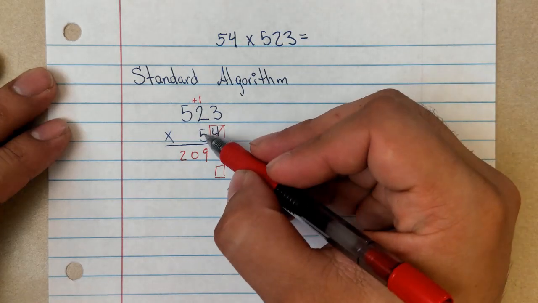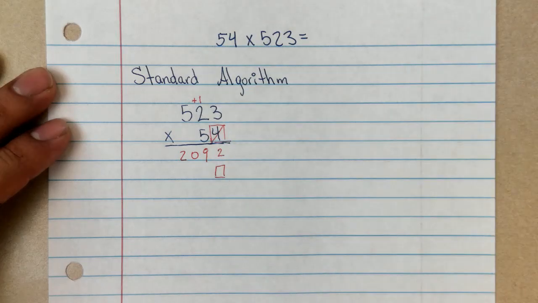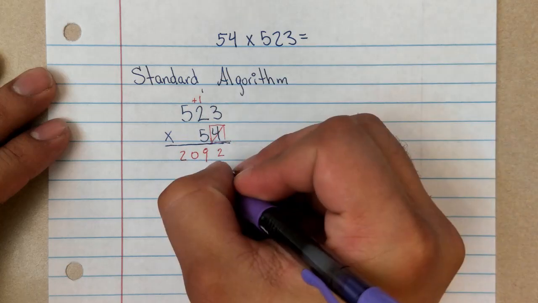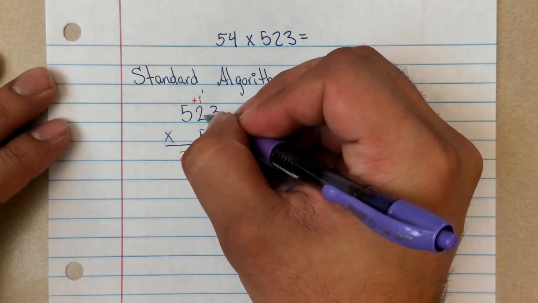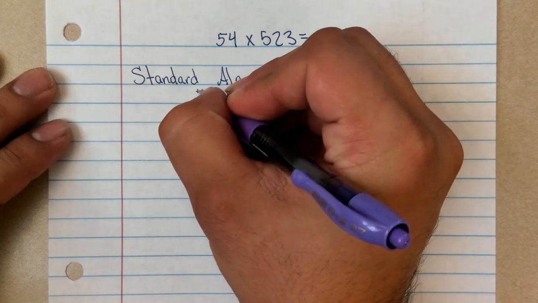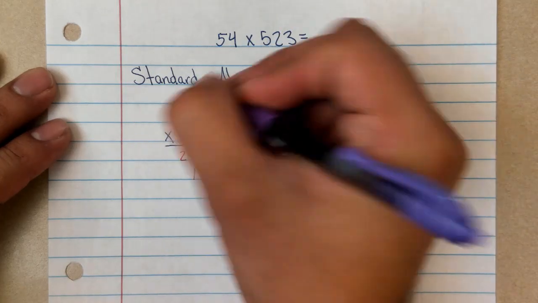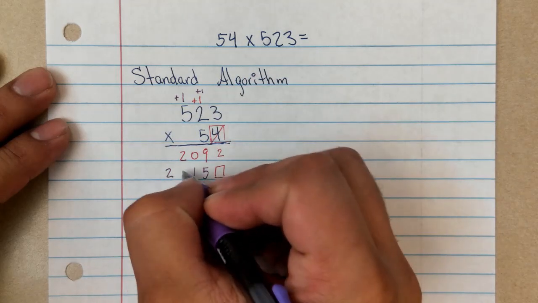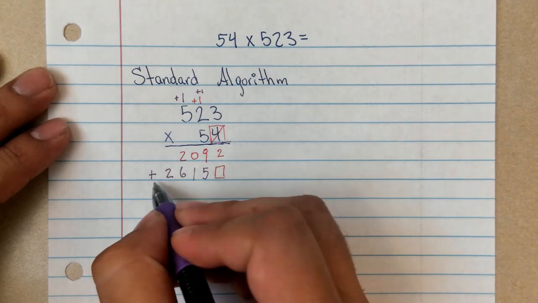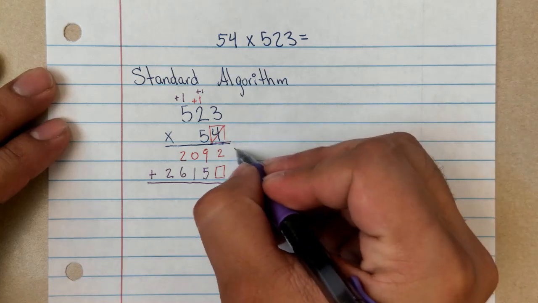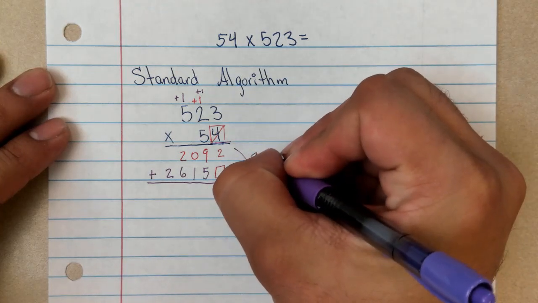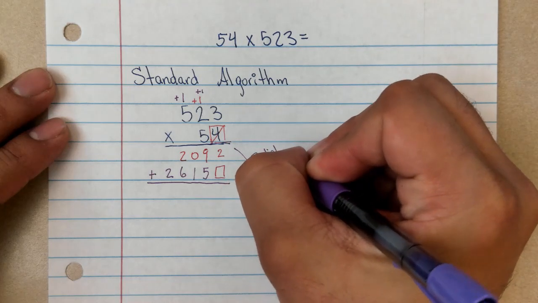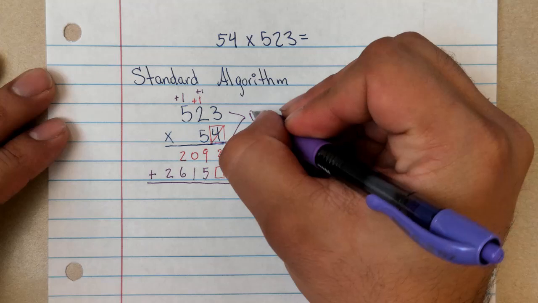And then we jump to the tens place, which is the 5. From here, we multiply 5 times 3, which is 15. 5 times 2 is 10 plus 1 is 11. And then finally, 5 times 5 is 25 plus 1 more is 26. Now, these numbers that you have right here are called partial products. The numbers that we had started with, those are called the factors.